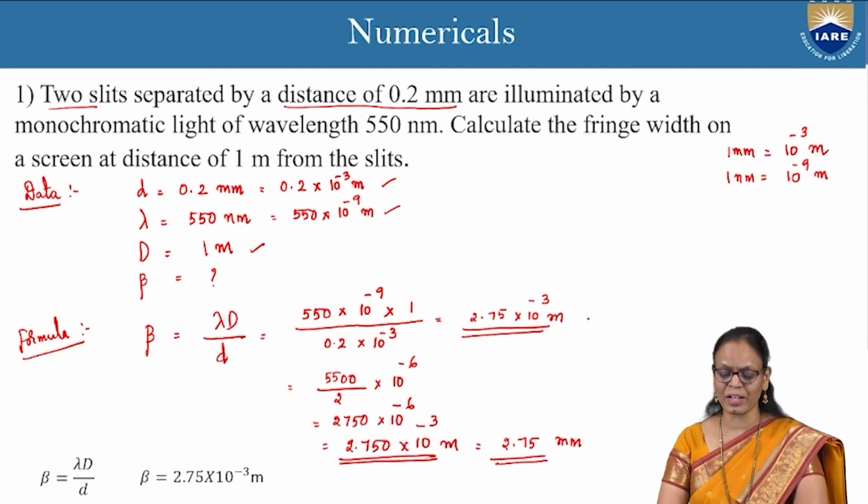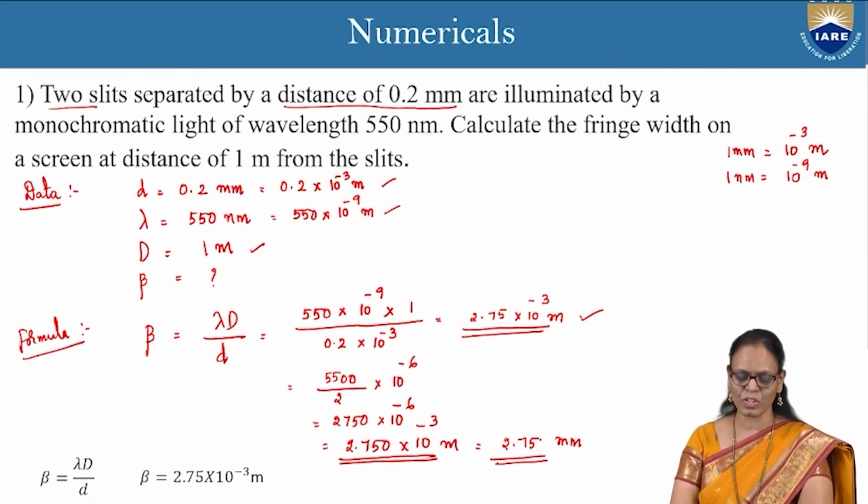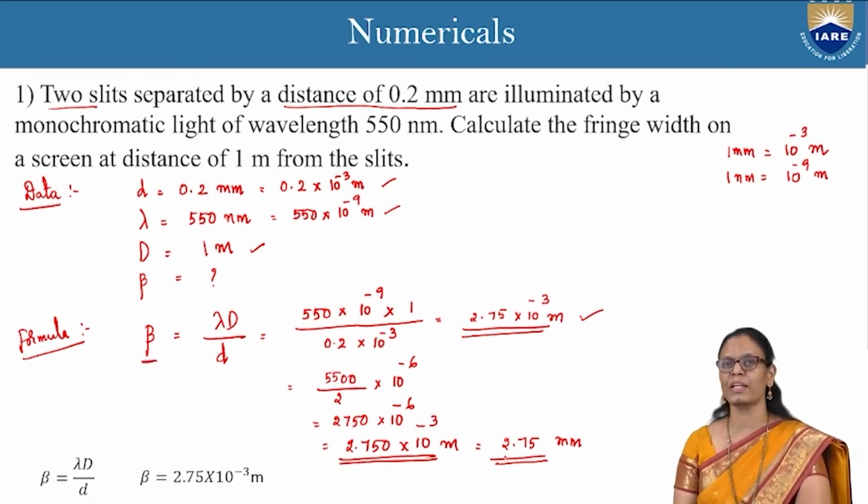You can directly use your calculator and get the answer. But if you have to simplify, you need to know the conversions and how you simplify it. So the fringe width is given by 2.75 millimeter.